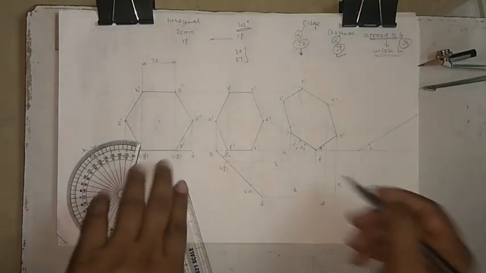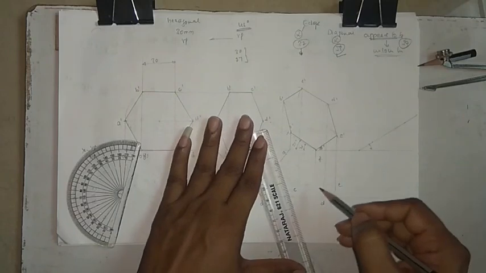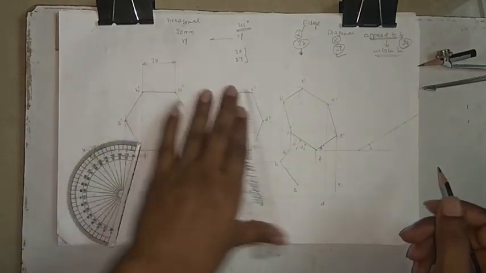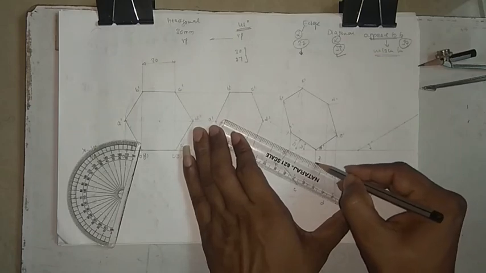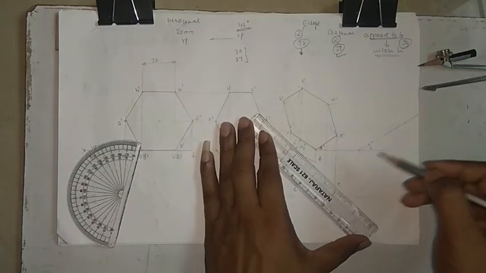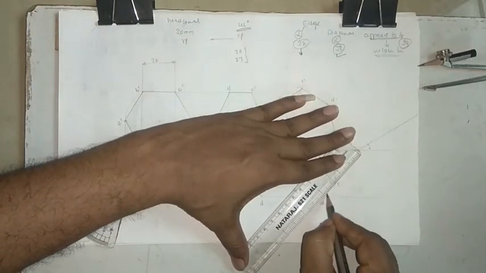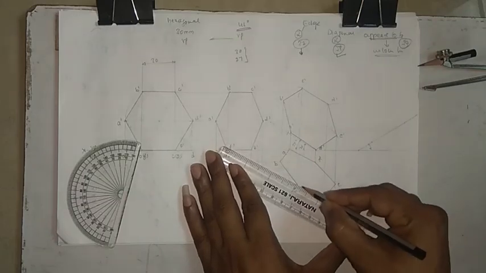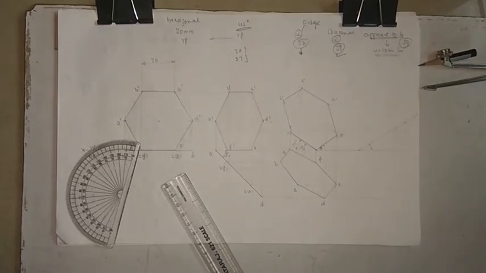Once this one is done, we can just say AB, CD, then AF, then to E, then to D. Okay, so this is how exactly we're going to get it. So this is number 32.